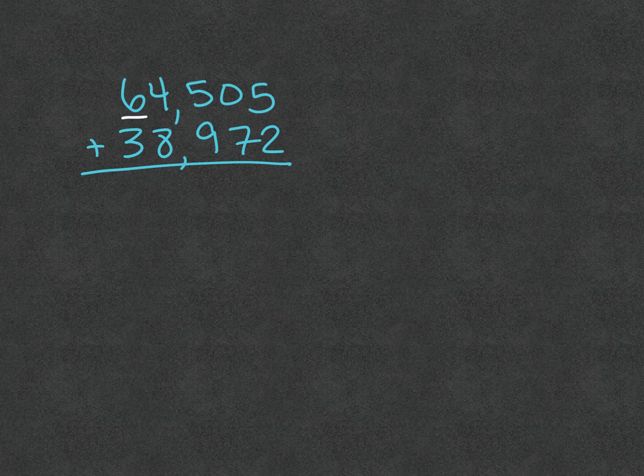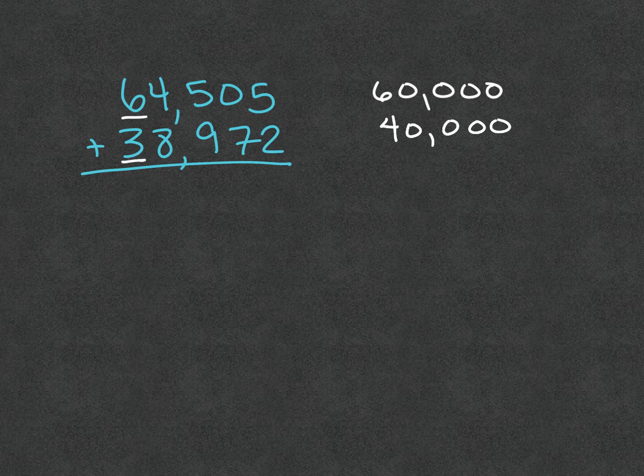I'm going to round to the greatest value. 4 is the next number over, and that is a stay number, so 6 will stay as 6. Everything else will be zeros. And 3 is the number I'm rounding to. 8 is an up number. 8 tells 3, go up. And so he does. He becomes a 4. And all else turns to zeros.